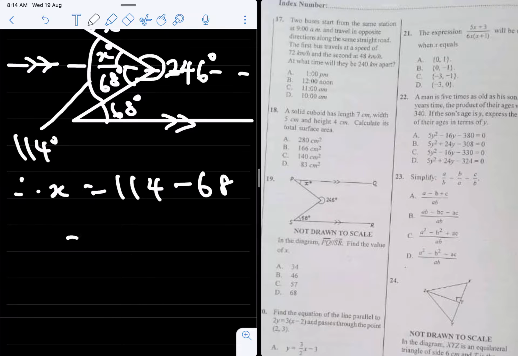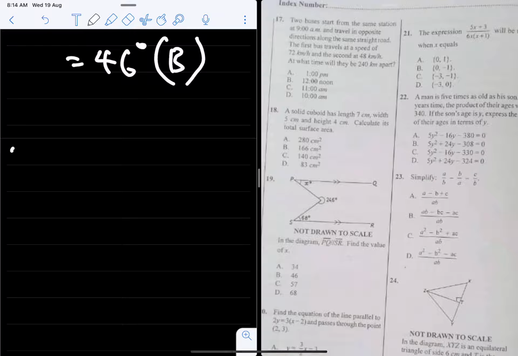114 minus 68, which is 46 degrees. And that's option B. Now to the next, number 20 quickly.